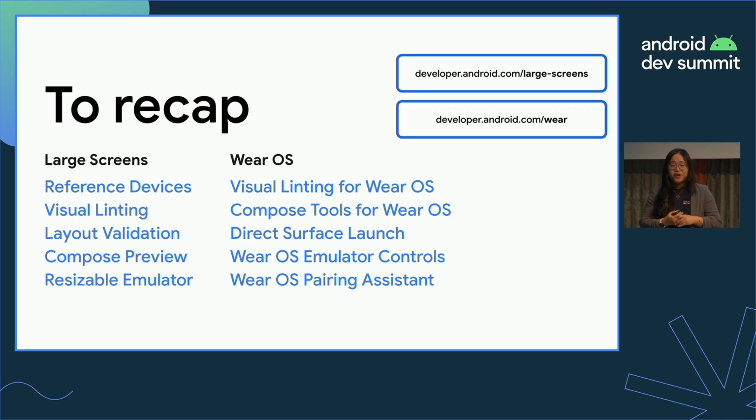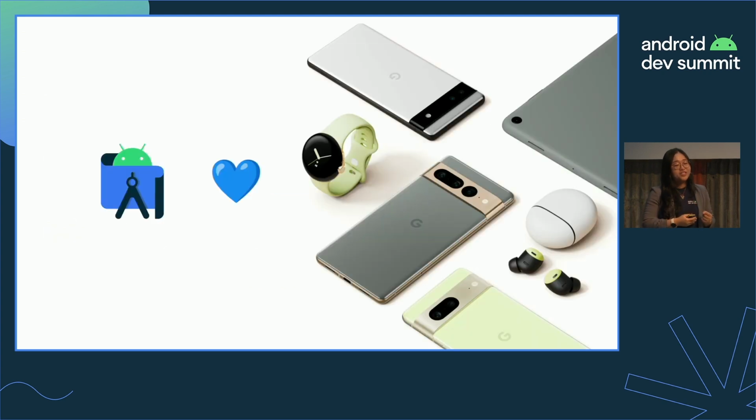All right, we know that was a lot of tools that we just ran through really quickly. So here's a list of everything we've talked about today. You can visit these two links to learn more about building for large screen and Wear OS. We hope that after this talk, no matter if you're building for Views or Compose, large or small screen, you can leverage these tools in Android Studio and start building for multi-device today.